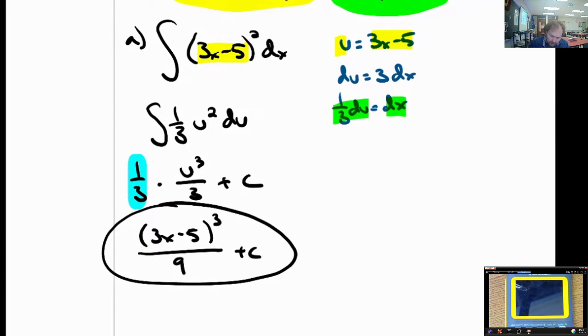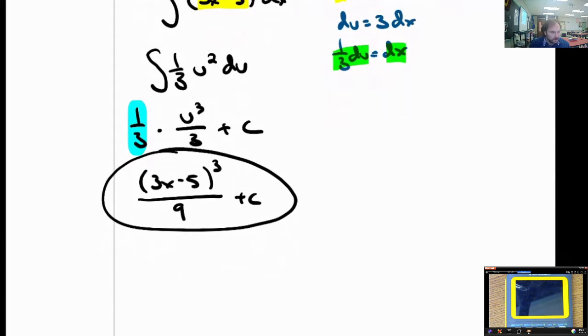If you expand this all the way out, I'm just going to note, I'm looking at the book's answer over here. If you expand it all the way out, you do get 3x to the third minus 15x squared plus 25x plus c. That also works. That is what happens when you expand this out and then divide everything by 9. You will get that polynomial. So there's another way to think about it.